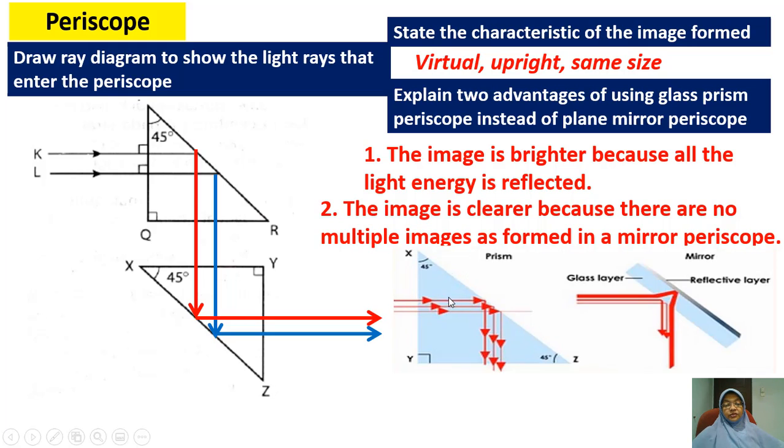This one is by using the prism. All the light is totally reflected, but in this one not all the light is reflected. Part of the light goes inside the mirror. Okay, this is for the plane mirror.